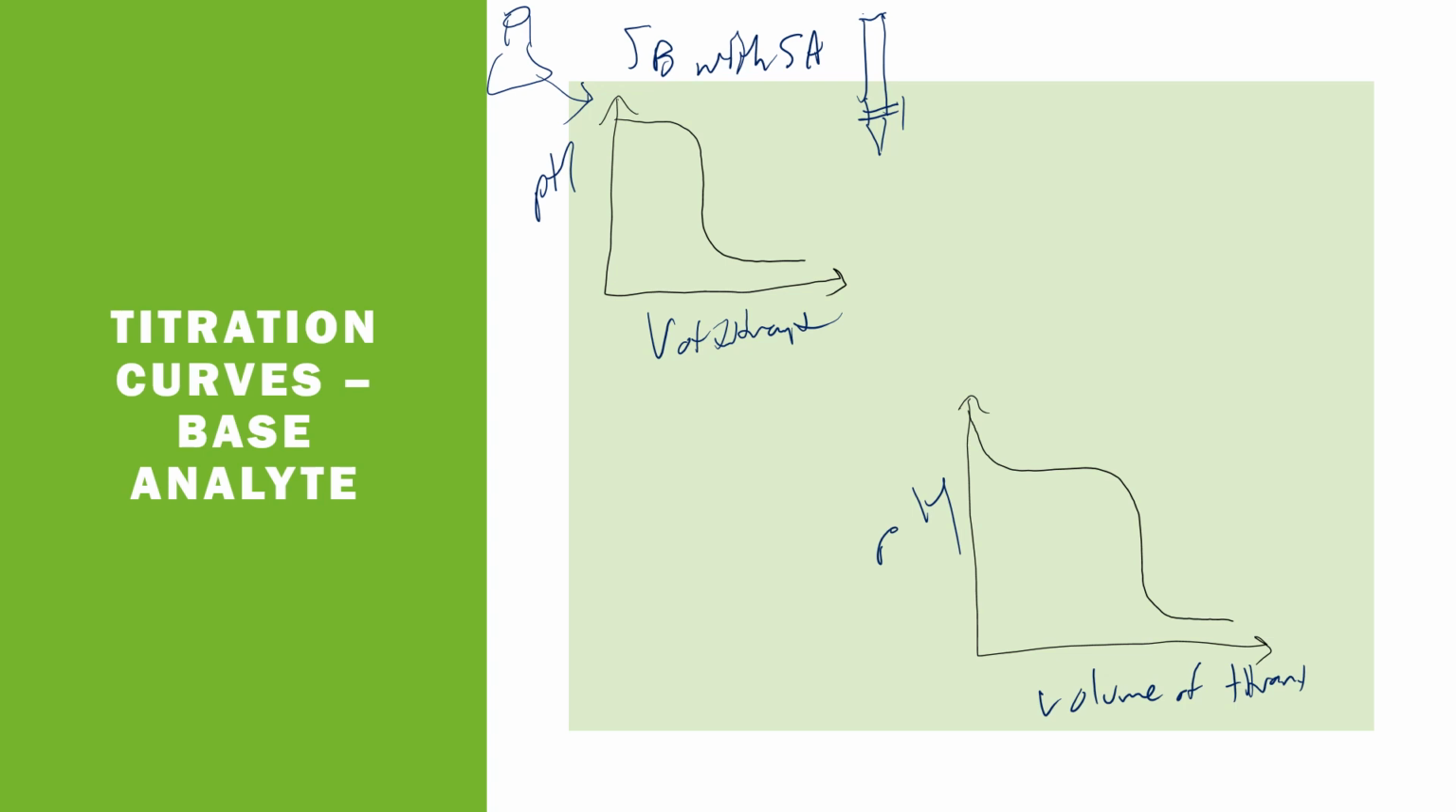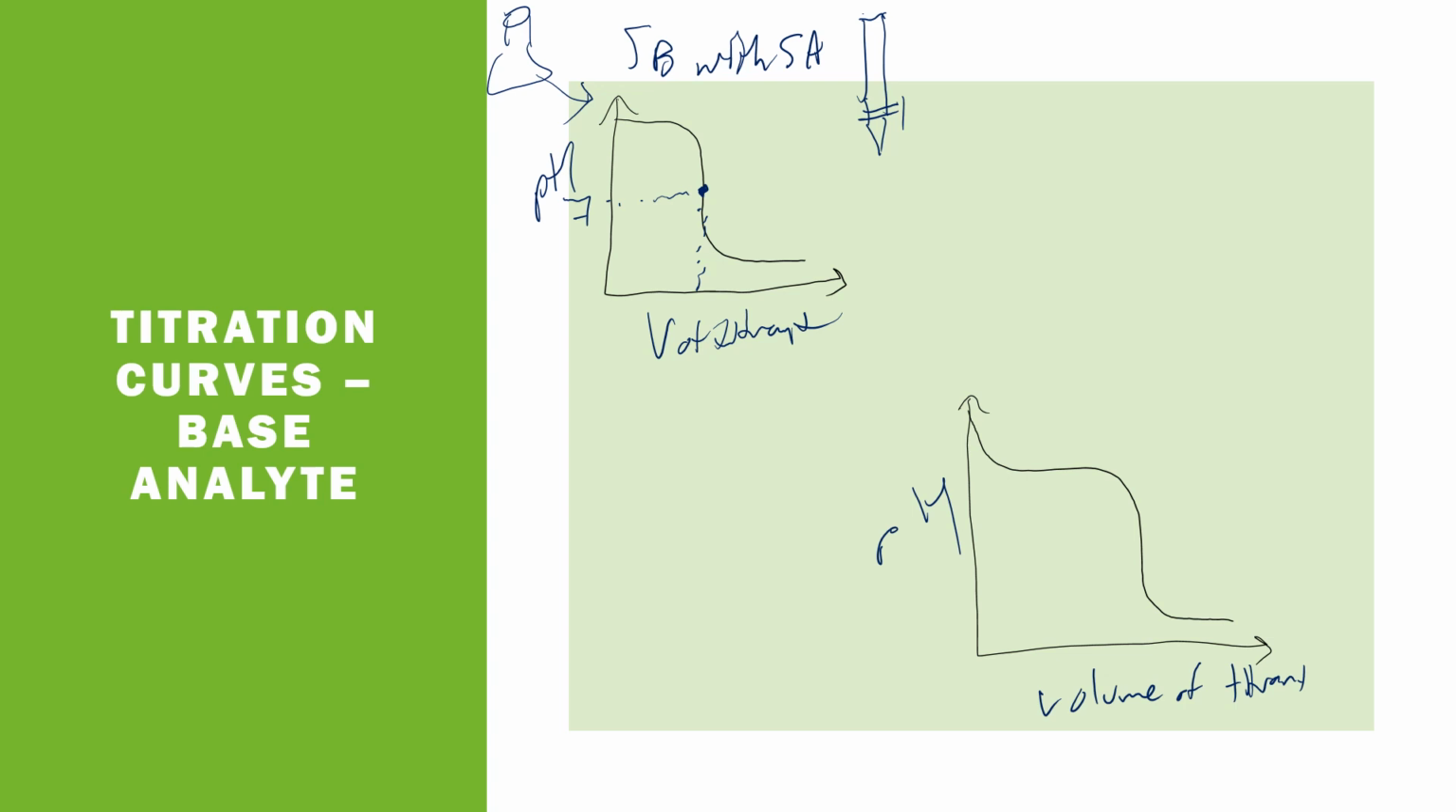Now, just like with the strong acid, strong base titration, it will have a pH of 7 when it's at equivalence point, which is super helpful. And you can find the volume at that point to use for your concentration calculations.